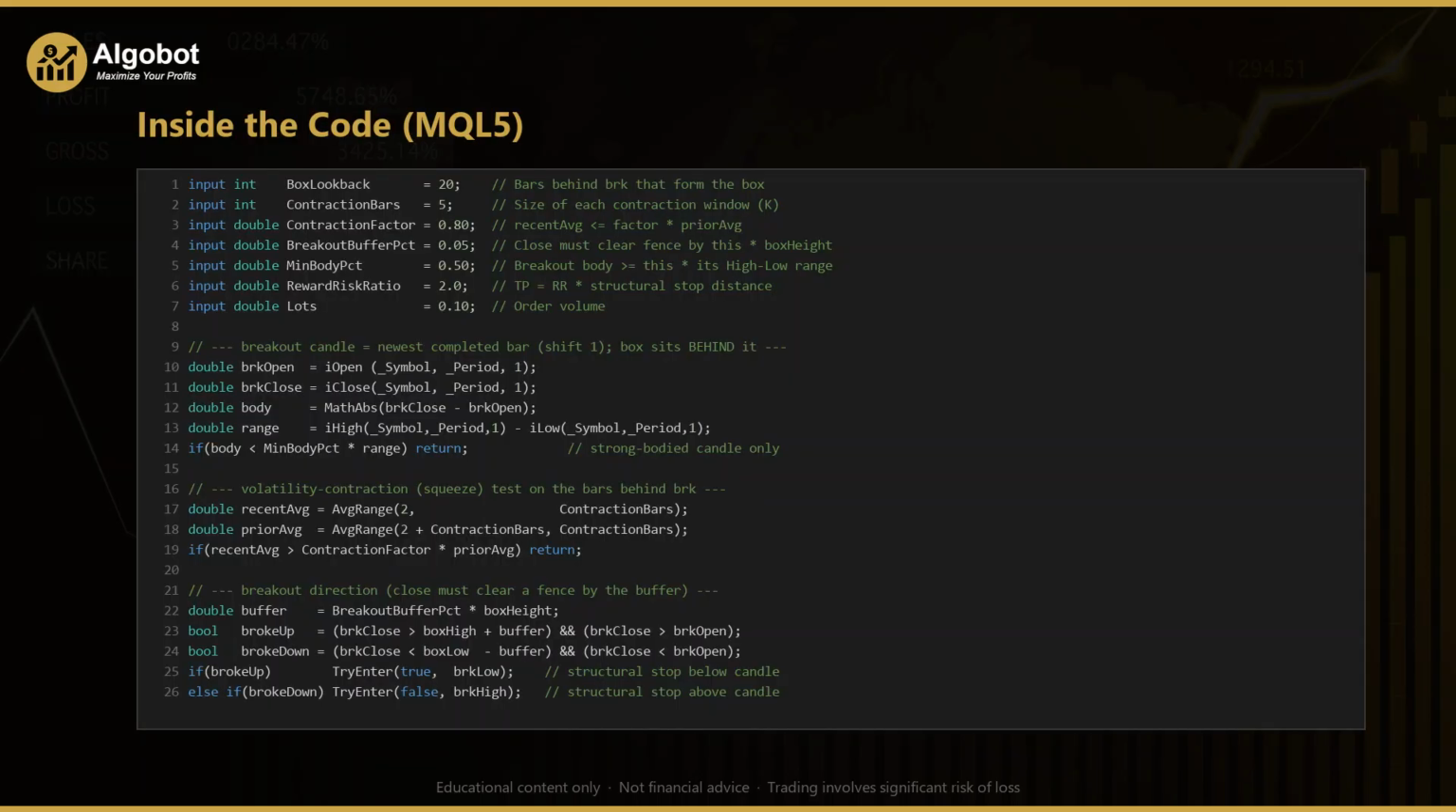Now let's read the actual MetaTrader 5 code on the screen, just as you'd see it inside MetaEditor. At the top are the input parameters, the dials you can turn before running the expert advisor.